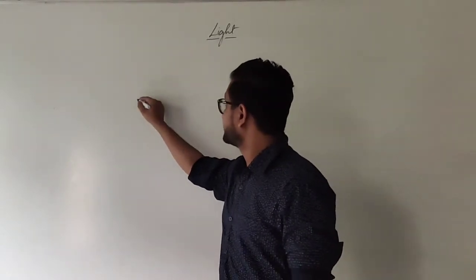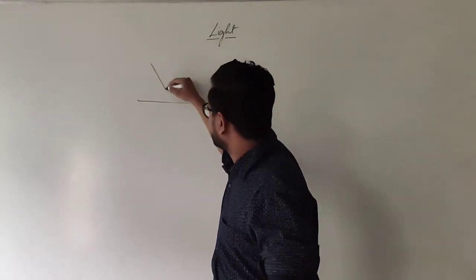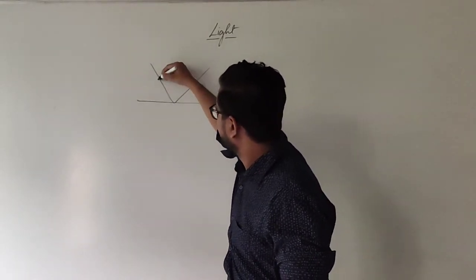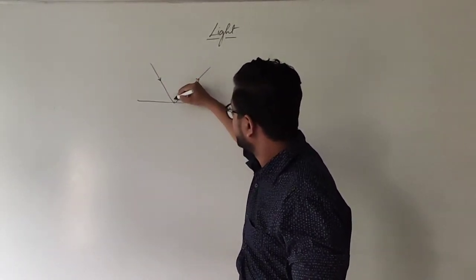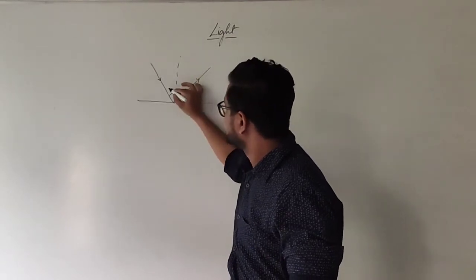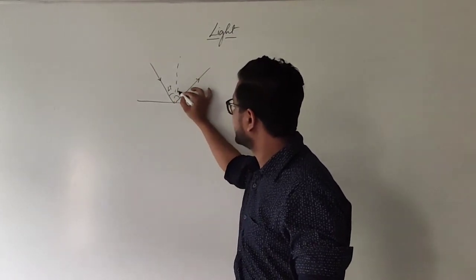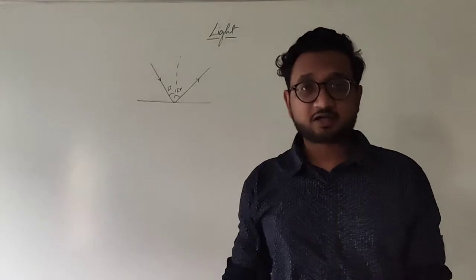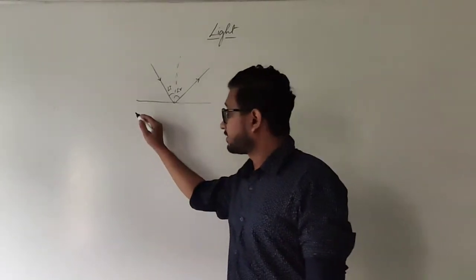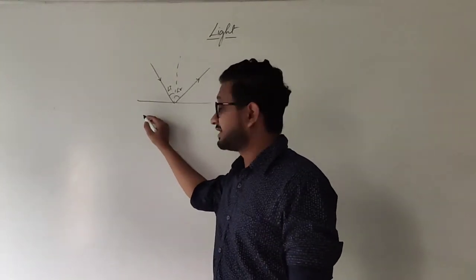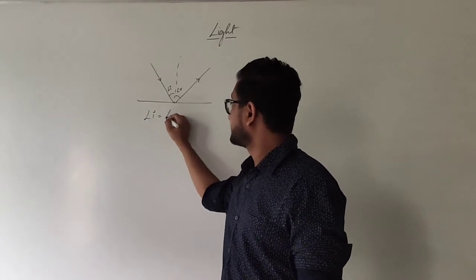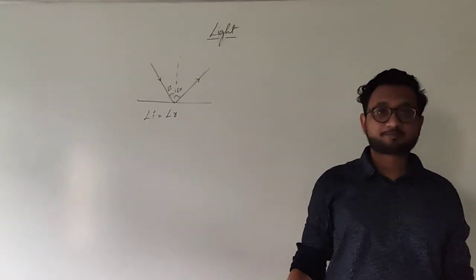Okay, so this is the thing that we studied: incident ray on a surface, reflected ray like this, a perpendicular normal to the surface. This is the angle of incidence, this is the angle of reflection. Angle of incidence and angle of reflection are always the same or equal. Angle of incidence is equal to angle of reflection.